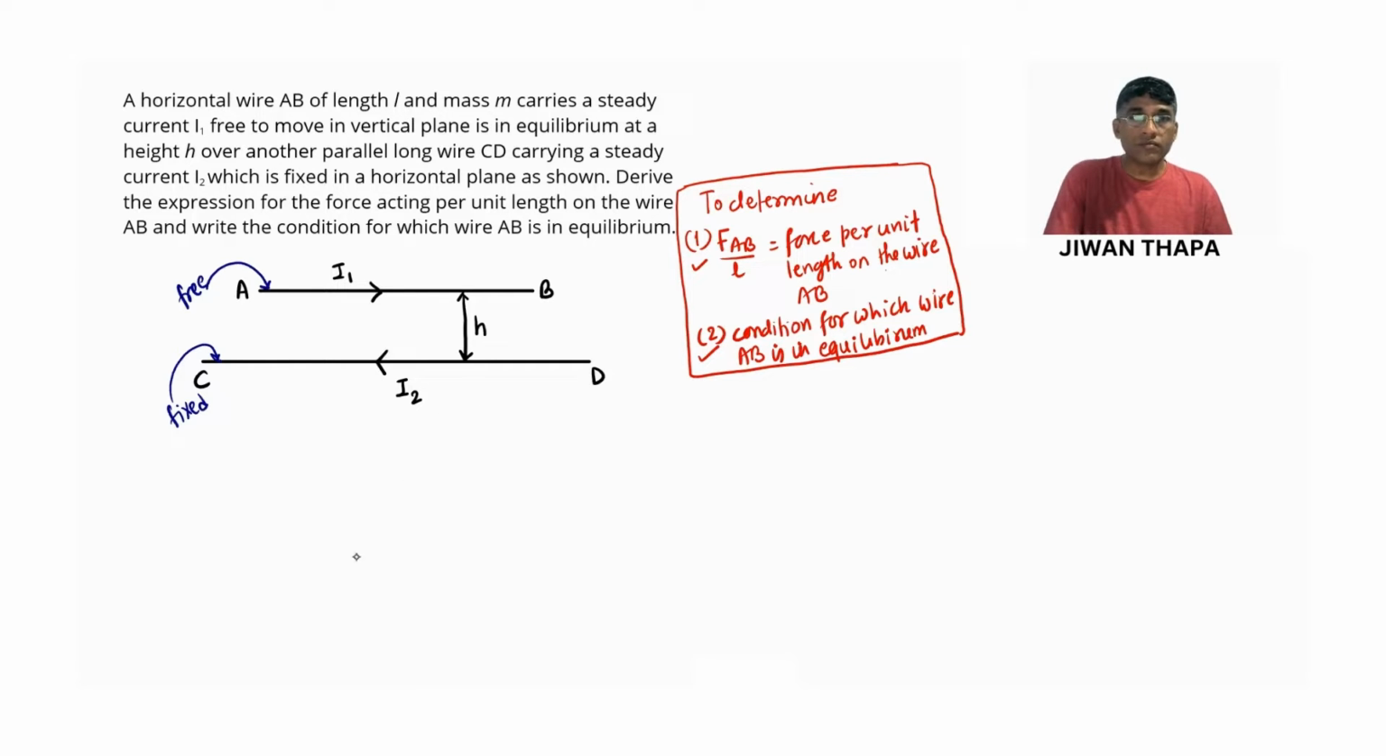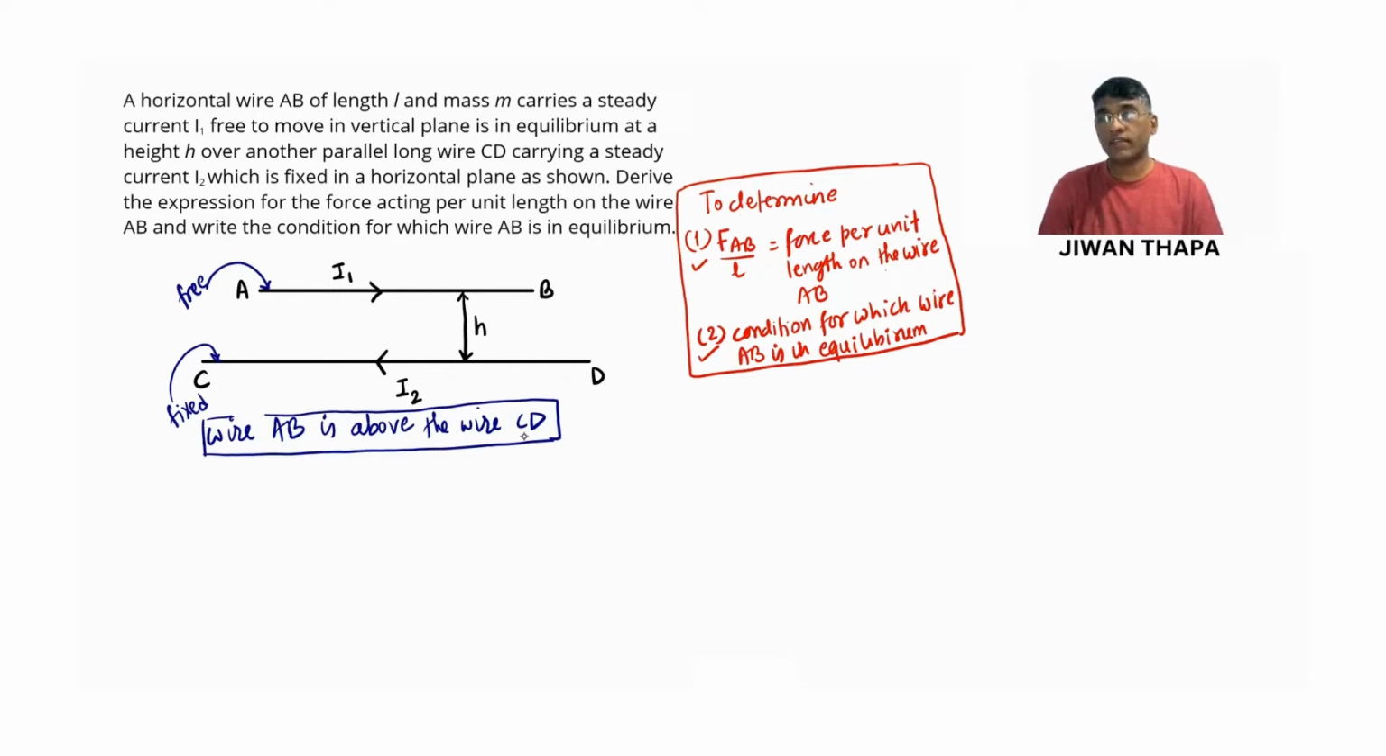Now, what we find from this diagram is that wire AB is above the wire CD. So we can say this from the diagram or figure given in the question.